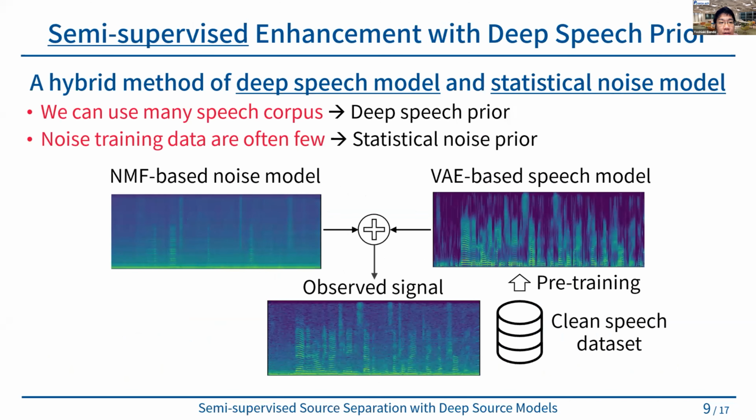To overcome this limitation, we develop a semi-supervised speech enhancement with deep speech prior. This is a hybrid method of a deep speech model and statistical noise model. Since we can use many speech corpora as training data, we model the speech signals with a DNN, actually a variational autoencoder. On the other hand, noise training data are often few, so we assume a statistical noise prior, actually a non-negative matrix factorization model. By combining these models into a unified probabilistic model, we can extract the speech and noise in a semi-supervised manner.